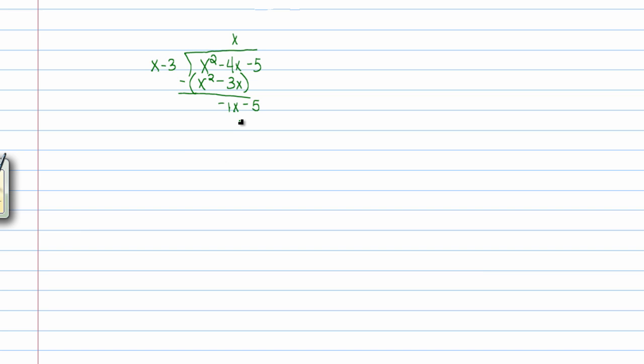So how many times does x go into a negative 1x? Well, you better believe it, a negative 1 time. Negative 1 times x is a negative x. Negative 1 times a negative 3 is a positive 3. Subtract off this entire group. That's the biggest mistake students make, is they don't subtract the entire group. Negative x plus x, that's gone. Negative 5 minus 3, that becomes a 2. This is my remainder.